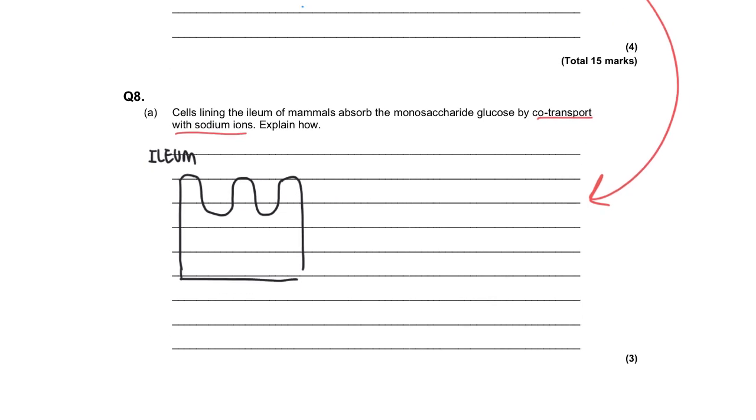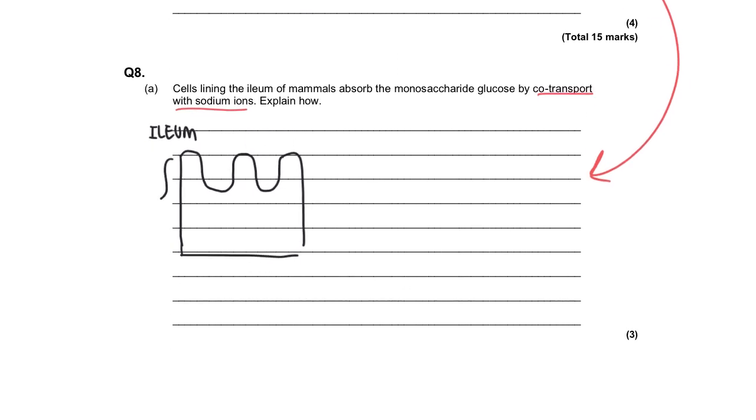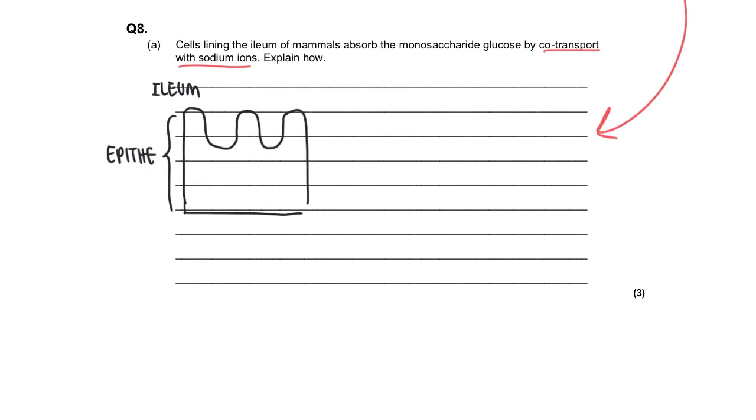It's a hollow tube. Then I've got the epithelial cell, which I'm just going to write epithe. I can tell it's an epithelial cell. It's got those microvilli. It's got a nice big surface area to absorb substances. And then at the bottom, I have got a blood vessel. This is a capillary, but I'm just going to write blood. Cool.